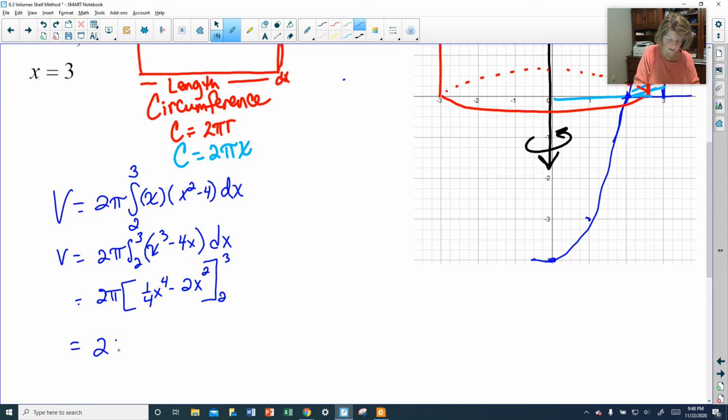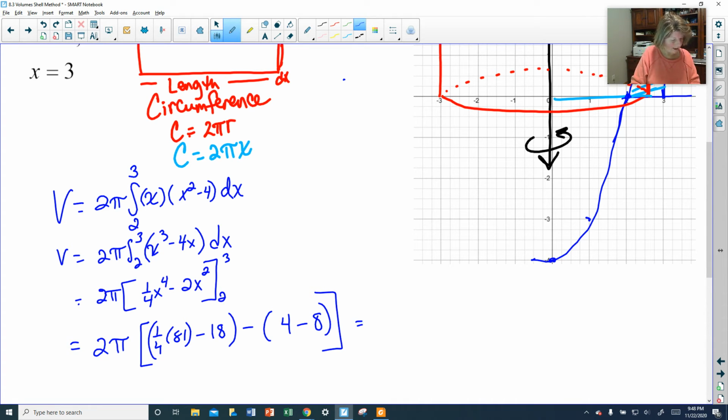Oh, what the heck, let's just keep going. This is so much fun. So I'm going to have 1/4 times 3 to the fourth, which is 81, minus 3 squared is 9, 9 times 2 is 18. Take away, now let's go down to the bottom, put 2 in. 2 to the fourth is 16, 16 divided by 4 is 4. Minus 2 goes in, 2 squared is 4, 4 times 2 is 8.